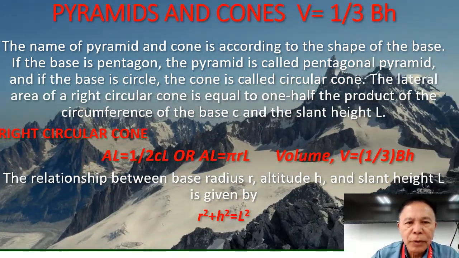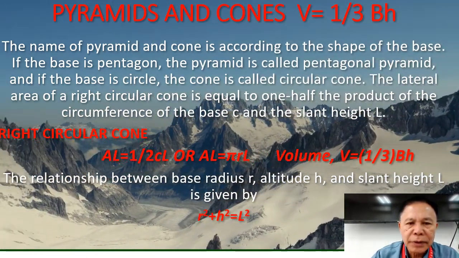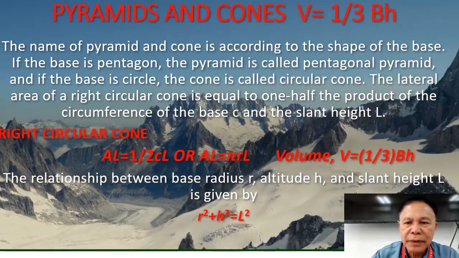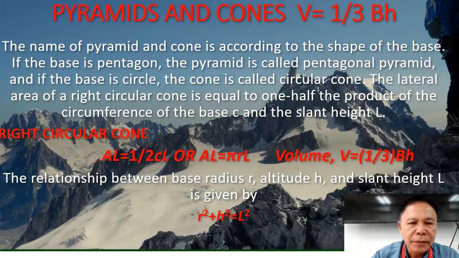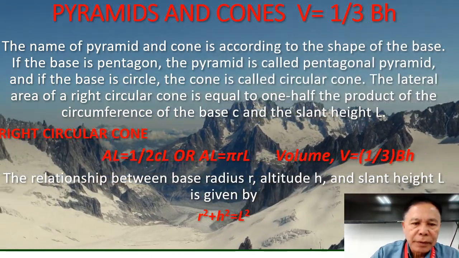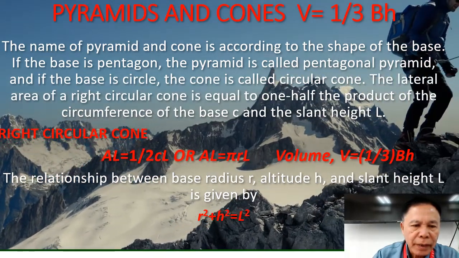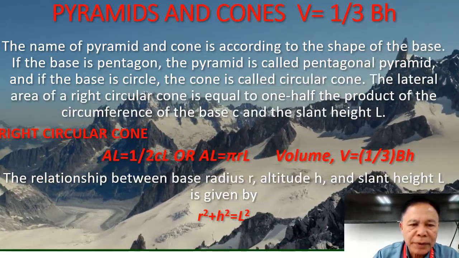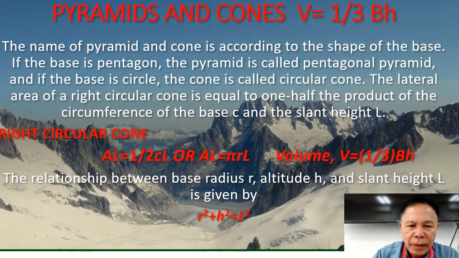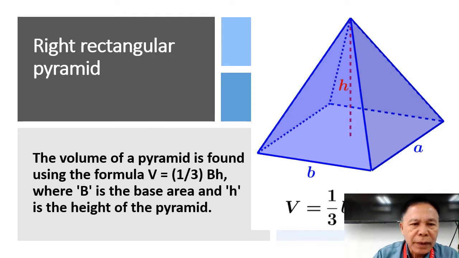For pyramids and cones, you have volume equal to 1/3 BH. The name of the pyramid and cone is according to the shape of the base. If the base is a pentagon, the pyramid is called a pentagonal pyramid. Generally, for the right circular cone, the lateral area equals 1/2 CL or equals pi RL. But for the right rectangular pyramid, volume equals 1/3 BH, like this one.